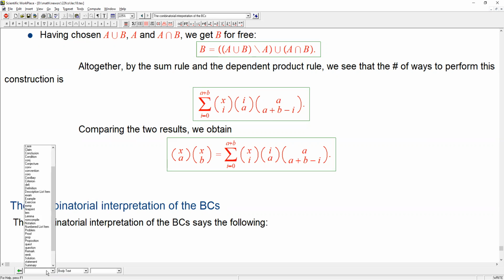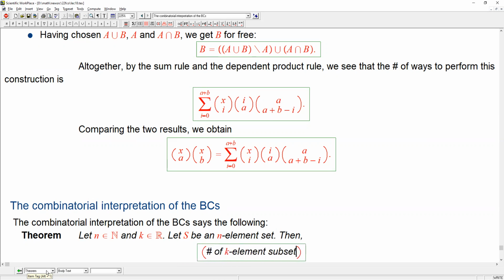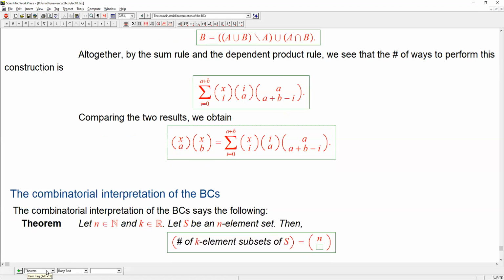It says the following. Let n be a non-negative integer and k a real number. Let S be an n-element set. Then the number of k-element subsets of S is n choose k.